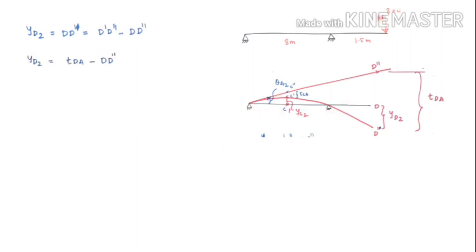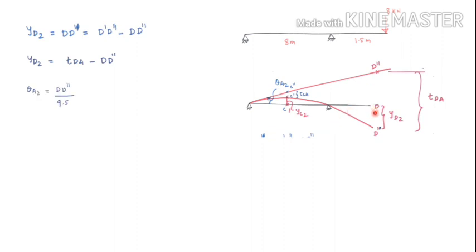And you see, after the application of the load, this is the final position of D after the application of the load. So when you draw a tangent with respect to A, this is the deviation of D with respect to the tangent from A. This dimension or this deviation will be called TDA. So D dash D double dash equals TDA minus D double dash.